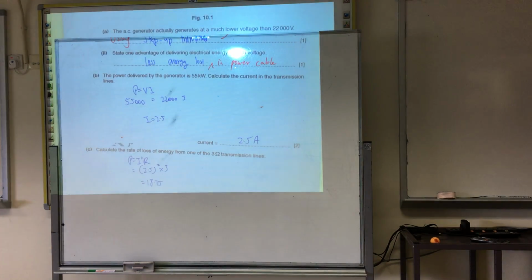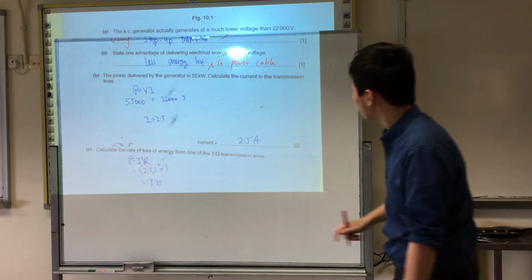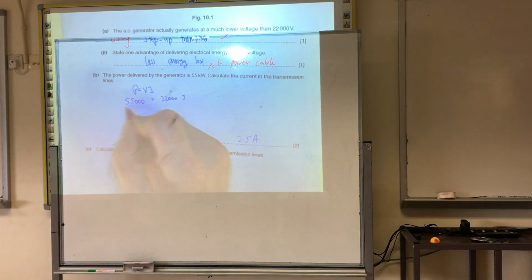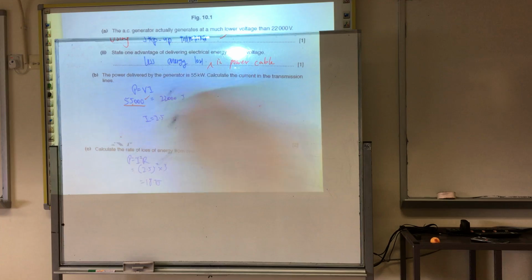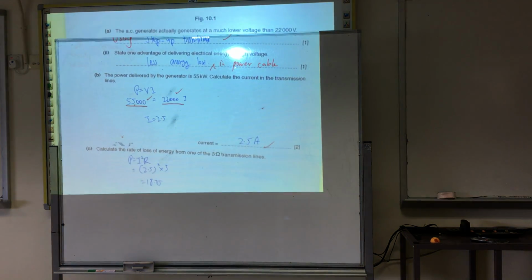Part B. Power delivery is this one. Calculate the current in the transmission line. So similarly, you have got P equals VI. Yeah, that's correct. This side is A, so the answer is 2.5.